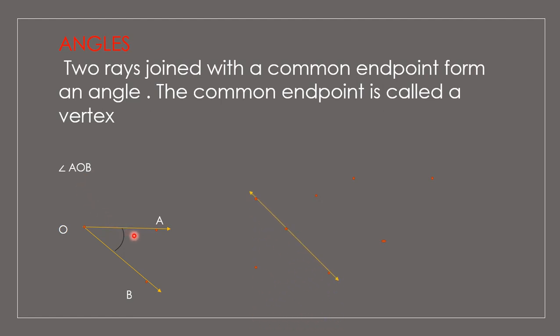Similarly, in this figure also we have XY is a line and another line PQ intersects it. So both are intersecting at a point, that is M. So here we got 4 different angles. We can name them XMP, second angle PMY, third angle QMY, and the fourth angle XMQ.